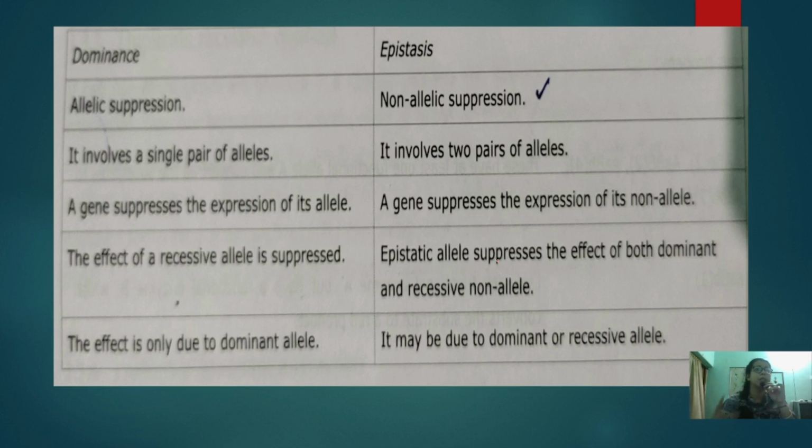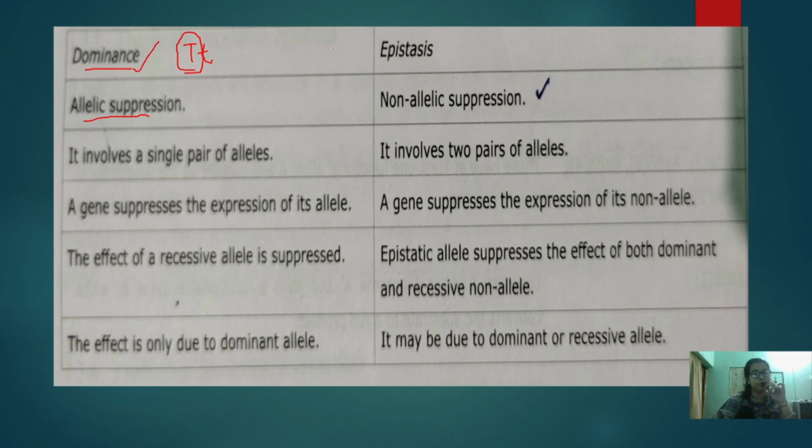Epistasis means masking or suppressing another allele. But what is the major difference between epistasis and dominance? Because dominance also means suppressing another allele, but the major difference is that in a dominant character, allelic suppression takes place. Suppose for tallness two alleles are responsible, capital T and small t. Here capital T is dominant over small t. This is the example of dominance.